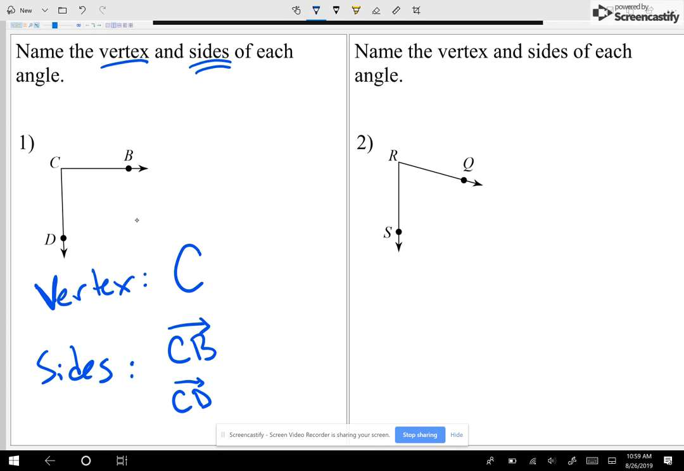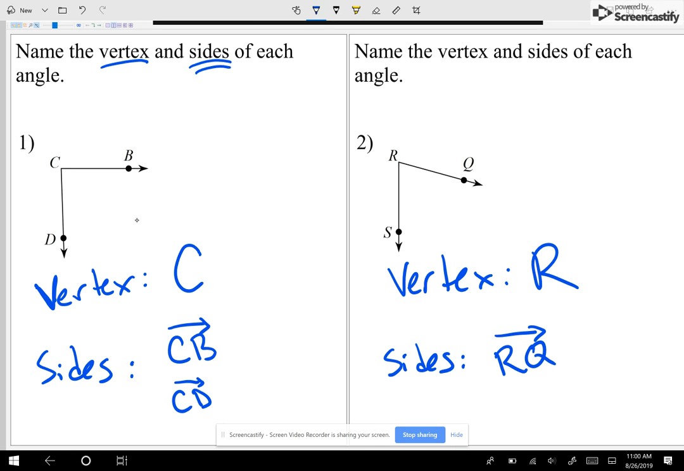Now, for you guys on question number 2, what's the vertex of number 2? R. Nice. When it comes to sides, what are the sides of that angle? RQ and RS. The ray RQ and the ray RS.